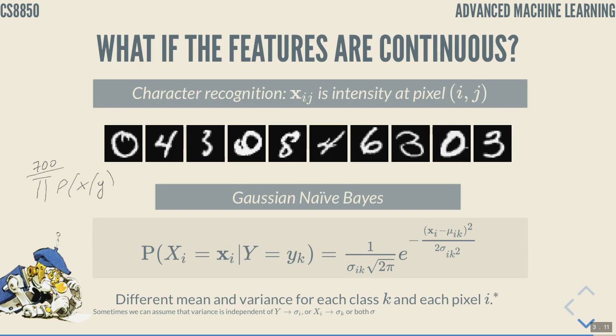To simplify our life, in this case for each pixel, we can sometimes assume that the variance is independent of the class or is independent of the feature, just so we can estimate the variance based on the full data set regardless. Or we can just assume the variance is independent both of the class and the feature and estimate the variance just by lumping together all pixels as a one-dimensional distribution.